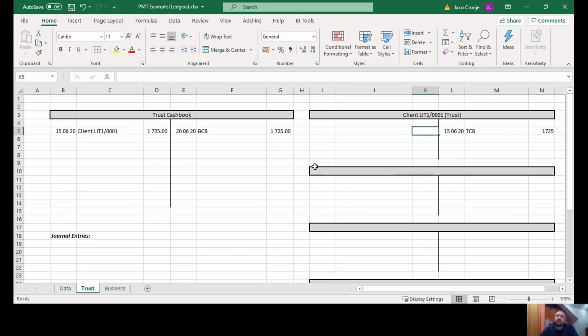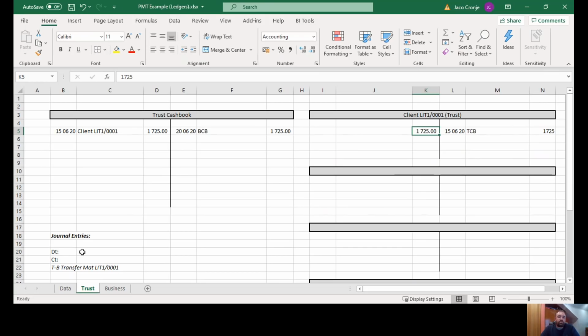So in this case, we need to do a transfer journal for that. Now, a transfer journal is always shown in my trust sheet. So I'm going to debit something and I'm going to credit something, and I'm going to say trust to business transfer matter LIT11. Right. So how do I get this 1725 away from there? The answer is I've got to write a debit transaction on the other side of that T account.